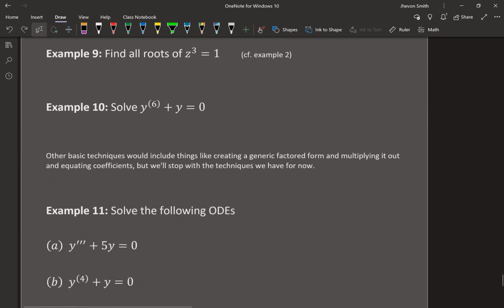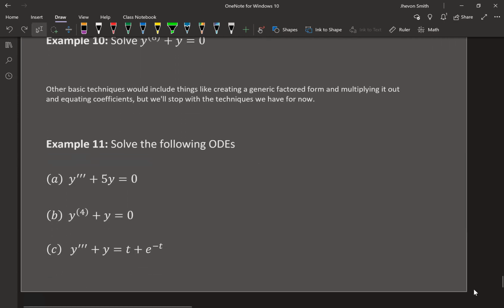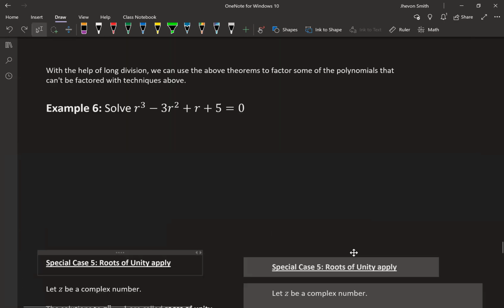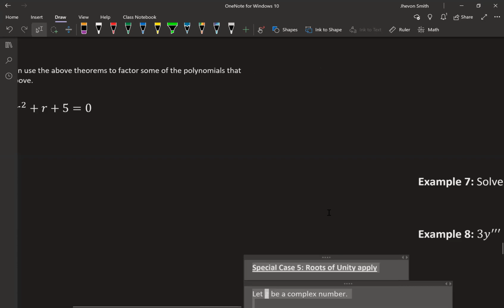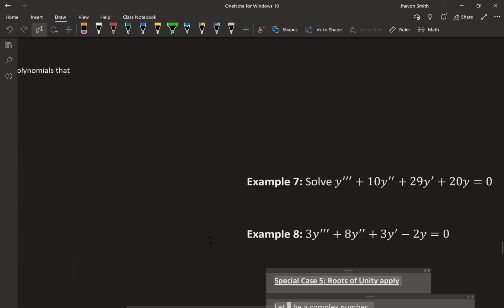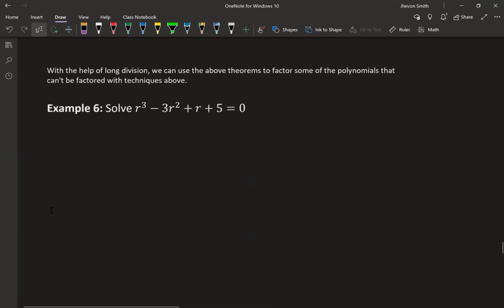The differential equations part of what we're doing isn't very different. The difference here comes from the fact that our polynomials are a little bit harder. It's harder to find the roots of the polynomials that we're concerned with.